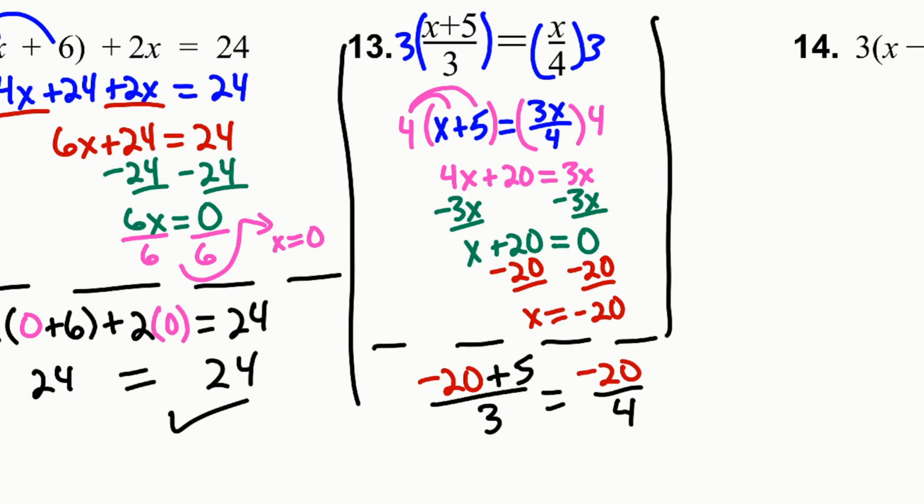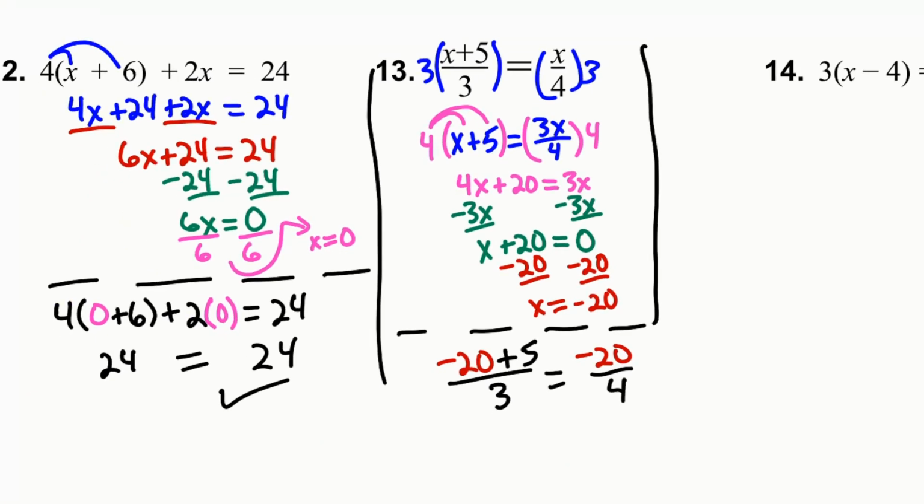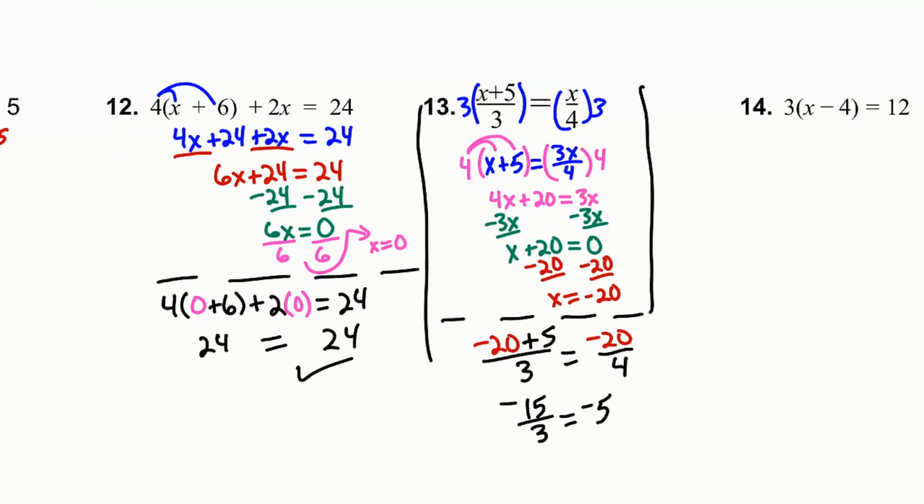So we have a negative 20 plus 5 is going to be negative 15 over 3, is equal to negative 20 over 4. Well, negative 15 over 3, that's negative 5, equals negative 5. And that's true. Looks good.